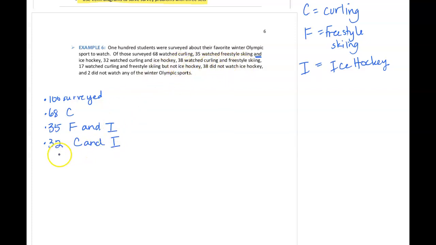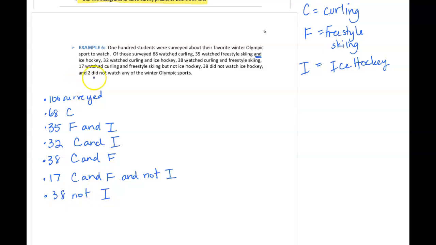38 watched curling and freestyle skiing. 17 watched curling and freestyle skiing, but not ice hockey. So let's write that down: 17 curling and freestyle skiing and not ice hockey. I'll abbreviate ice hockey with the I again. 38 did not watch ice hockey, so 38 is not I. 2 did not watch any of the sports, so I'm going to say that as not curling and not freestyle skiing and not ice hockey.